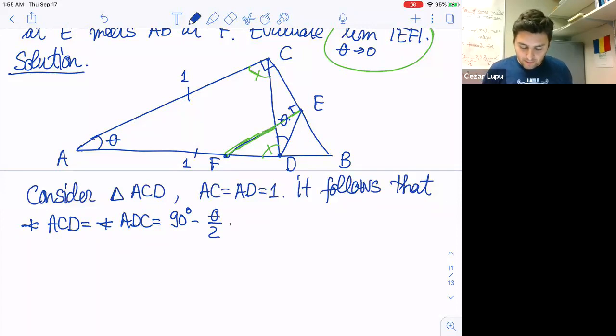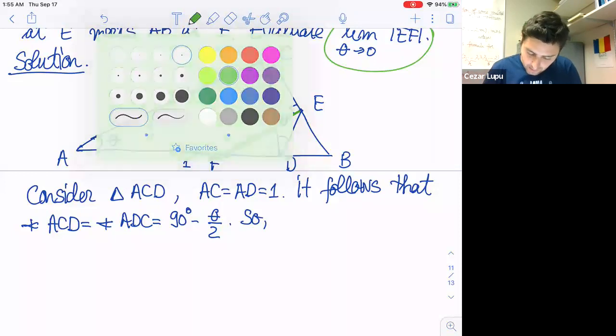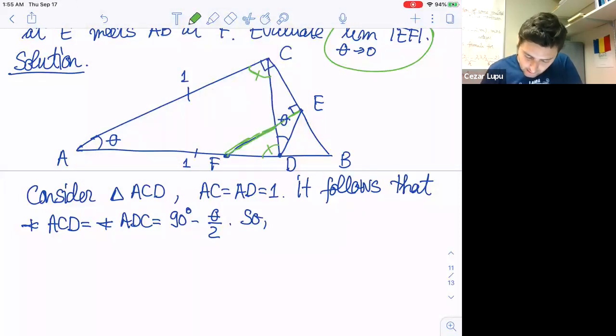So this implies that, so let's see. We know that these are 90, let's write them here. So this guy is 90 degrees minus theta over 2. And the same goes for this one, right? 90 minus theta over 2. So both of them are. In fact, I don't need to write this. It's obvious. Okay. All right.